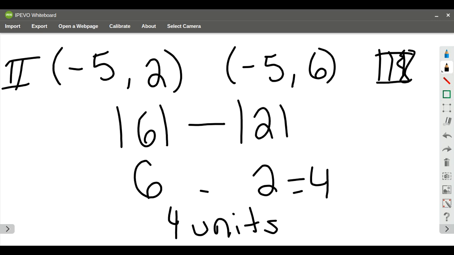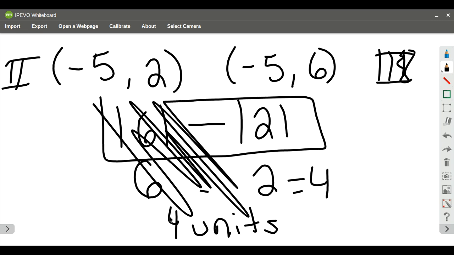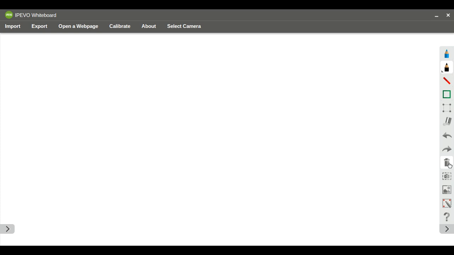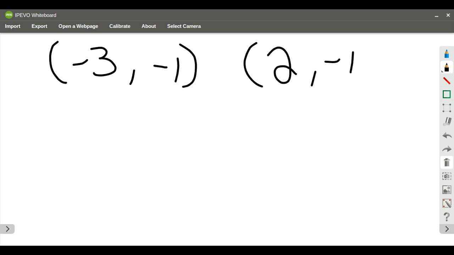Now, at a minimum, what I want you to show me in terms of your work is the absolute value equation. That's the piece that I want you to show me. So if we take a look at our next one, I'll show you what the minimum is that I'm looking for. So we have -3, -1, and 2, -1.